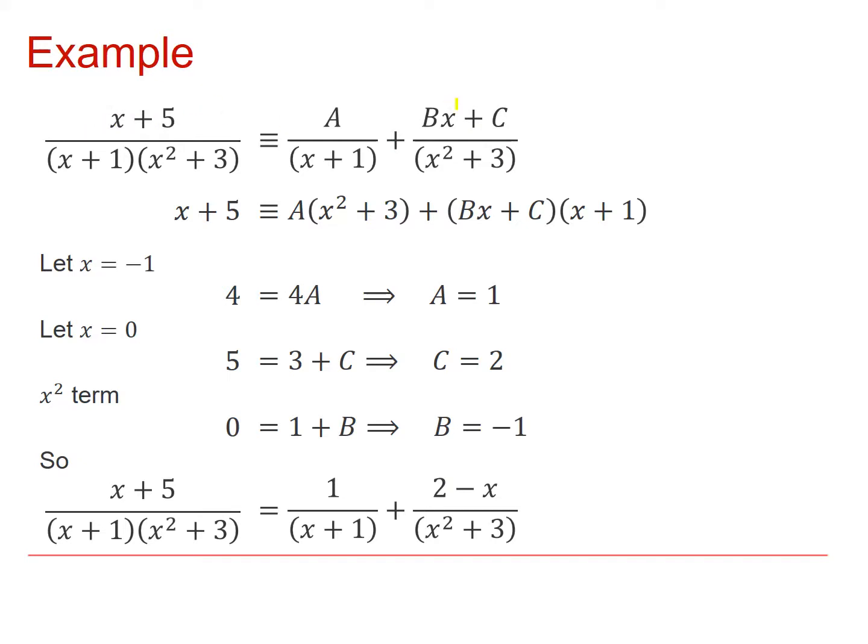Okay, so there it is tidied up for you. There's the linear expression on top of the quadratic on the bottom. We've multiplied through by the common denominator. x equals minus 1 because of this bracket. That gives me a equals 1. x equals 0. Well, I get something involving a, but that works out to be 3 because I know what a is now. So I get c equals 2. And then finally, by looking at the x squareds, I get that b is equal to minus 1. And so there's my final result.